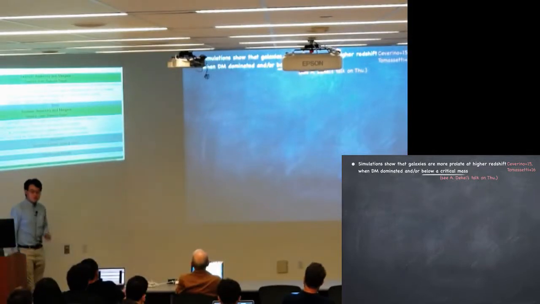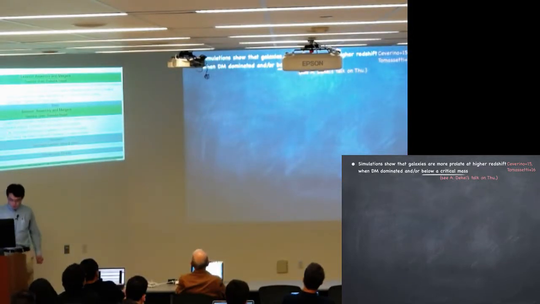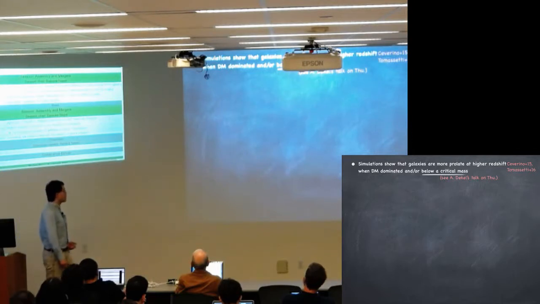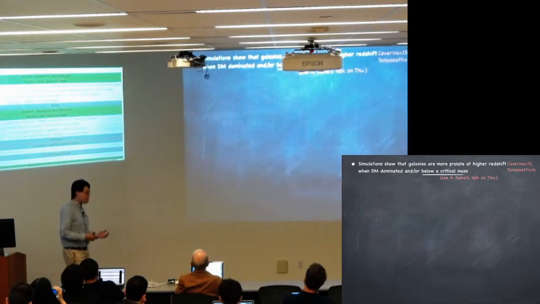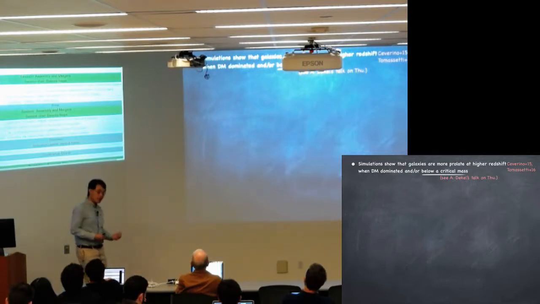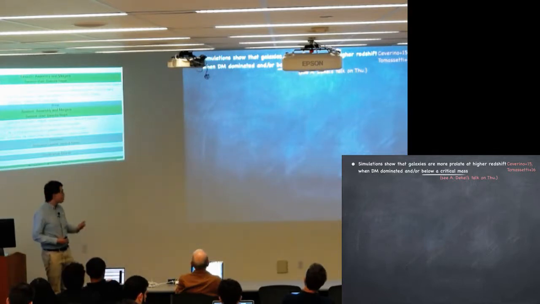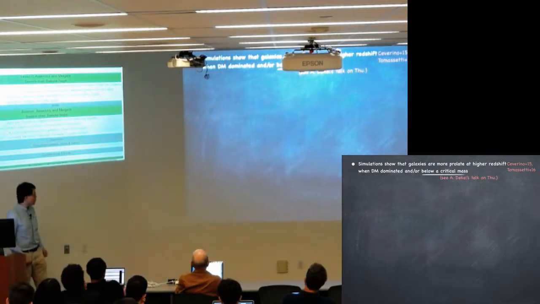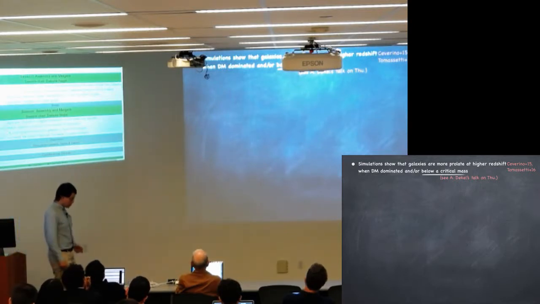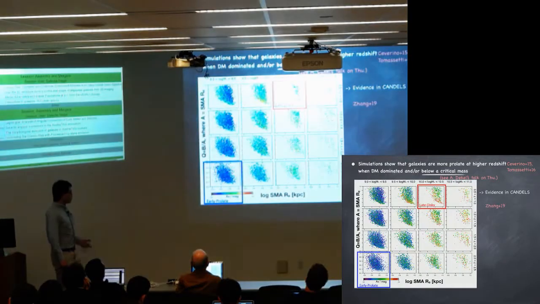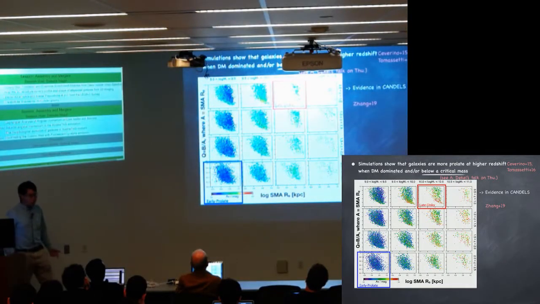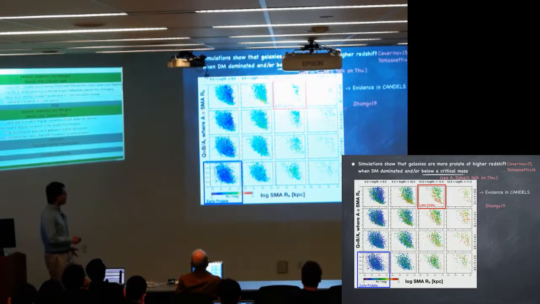So, more specific motivations for deep projection. We learned from multiple simulations that galaxies are more prolate at higher redshifts, or when they are dark matter dominated, or when they are below some critical mass. Avishai Dekel will talk more on this topic on Thursday. But today, let's see, do we have observational evidence for this? I think we do have preliminary evidence from the CANDELS survey. This is the work by Jiang et al.